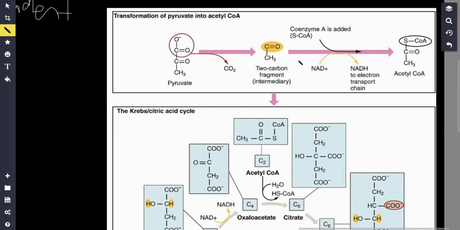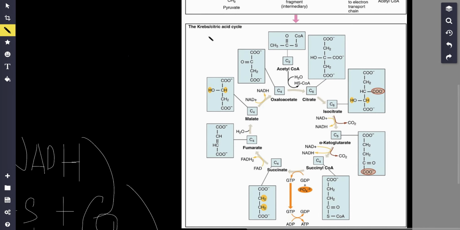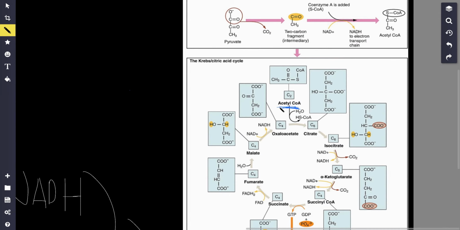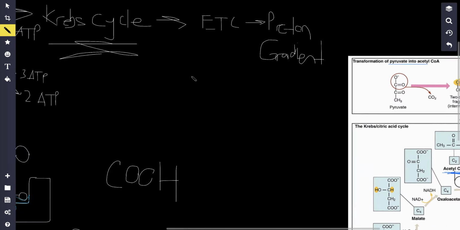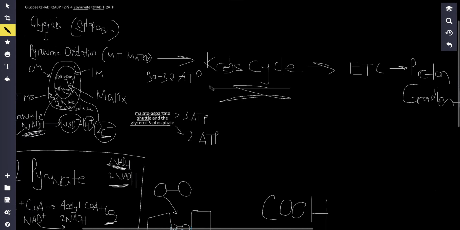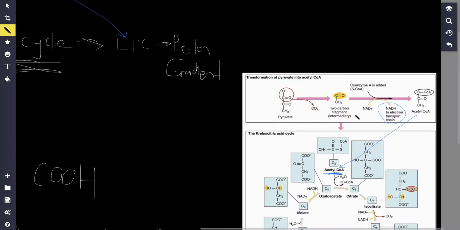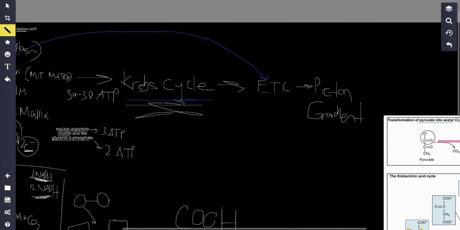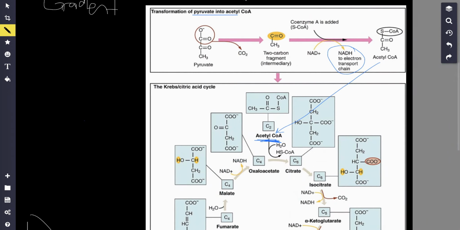Let's look at it. So after your pyruvate oxidation, you're going to go to the Krebs cycle. Now it's important to note that the Krebs cycle is only for acetyl-CoA. So when you form this acetyl-CoA, it's going to go directly to the Krebs cycle. NADH is actually stored so that it goes from the pyruvate oxidation straight to the electron transport chain. So the NADH actually skips the Krebs cycle. It's not involved in it. It's only the acetyl-CoA that is going to be involved in it.